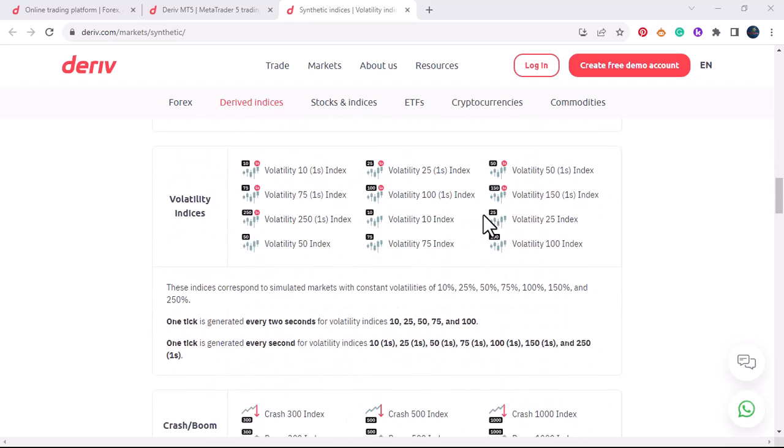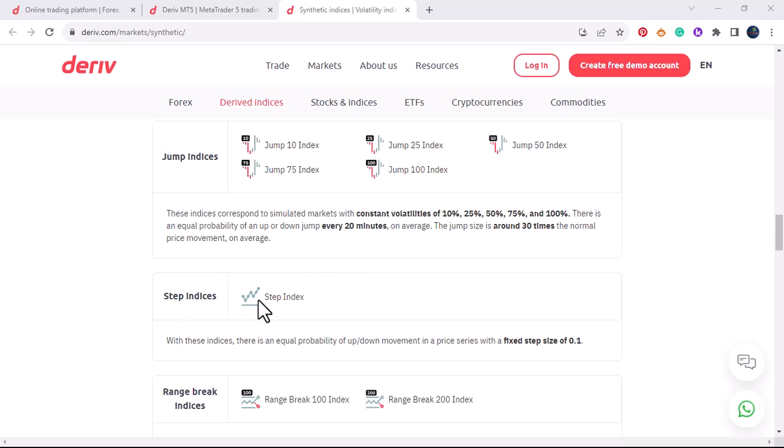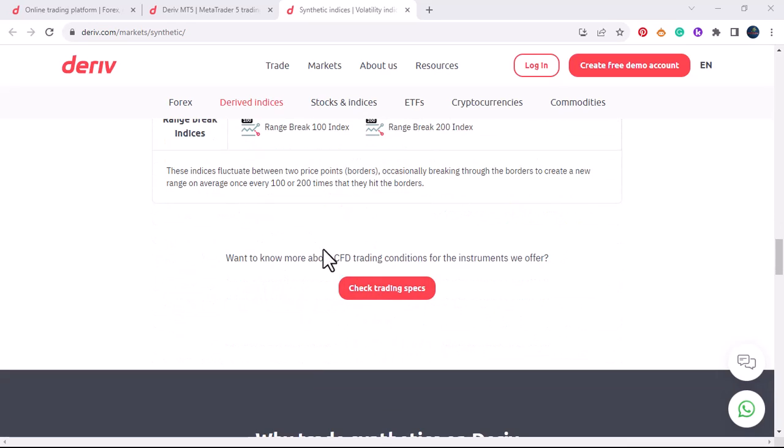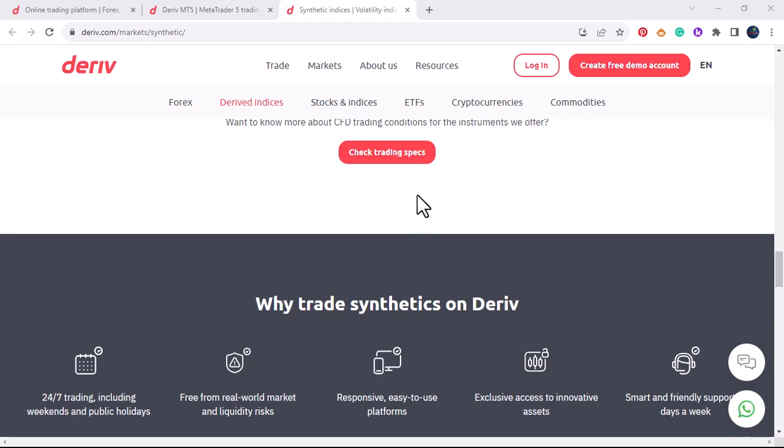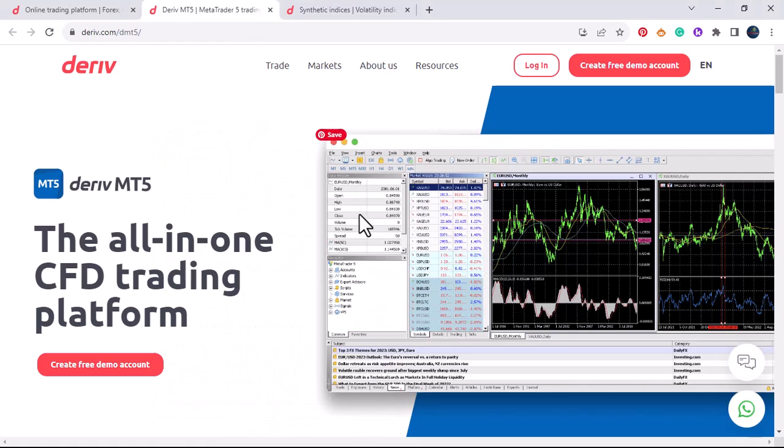This is how it looks, and there you have what they call jump indices, as you can see. These are Boom and Crash. They make ticks and one spike, make ticks and one spike. Same as with jump indices. Then we have step indices and range break. So these are what Deriv offers in terms of synthetic indices, and they are traded on the MT5 platform. So you trade all these indices on the MT5 platform, right?